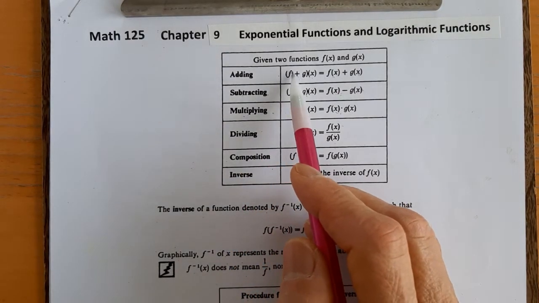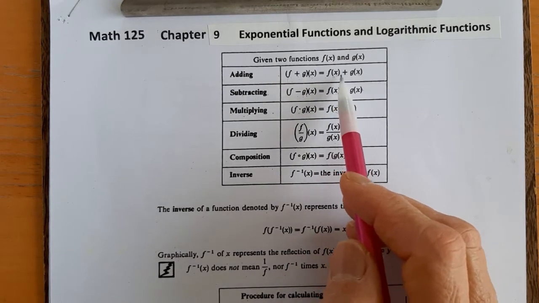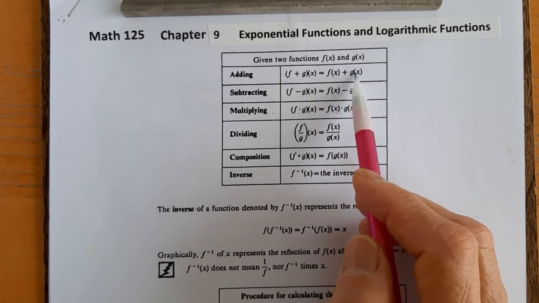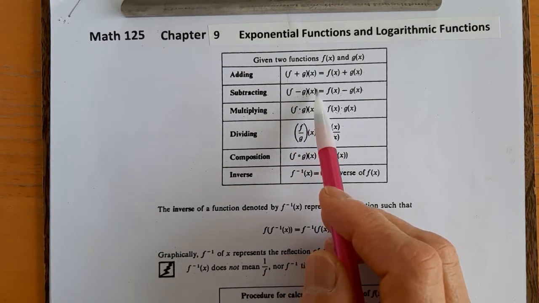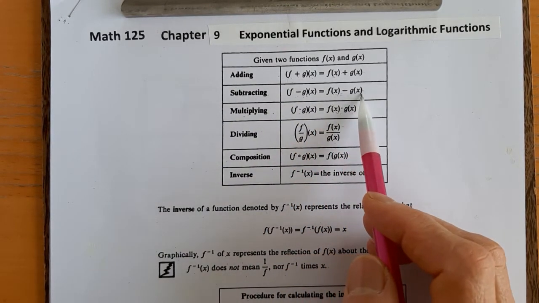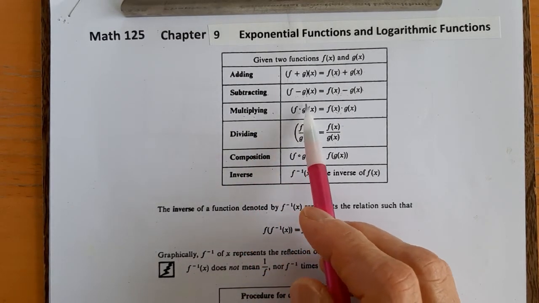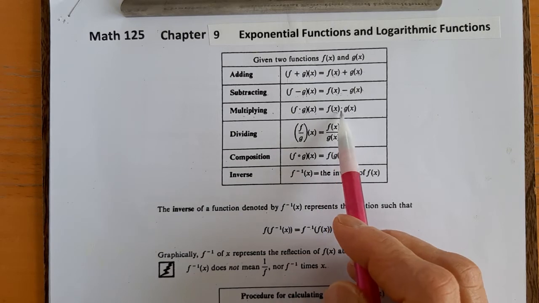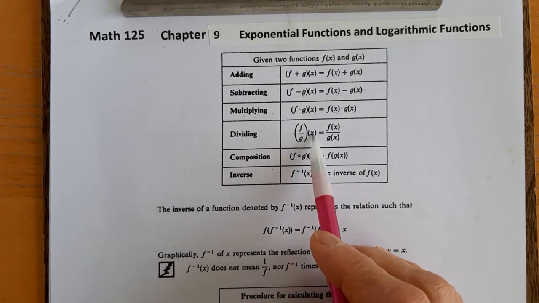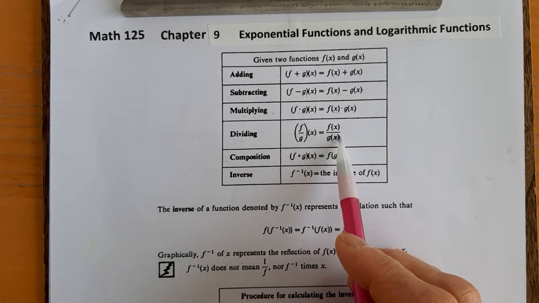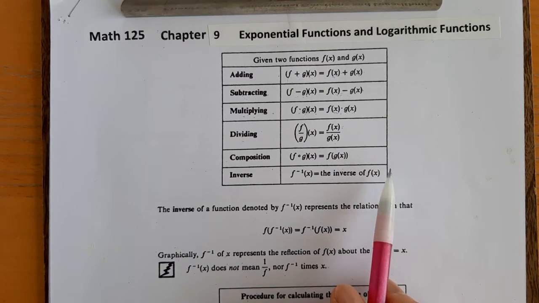And the notation is (f plus g)(x) equals f(x) plus g(x), the two functions added together. (f minus g)(x) equals f(x) minus g(x), which is subtraction. Multiplication is (f times g)(x) equals f(x) times g(x). Division is (f over g)(x) equals f(x) over g(x). Those four we call arithmetic operations on functions.